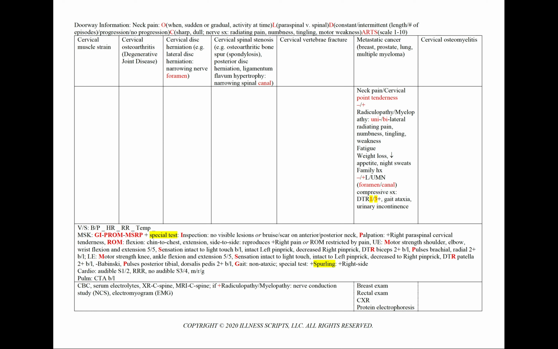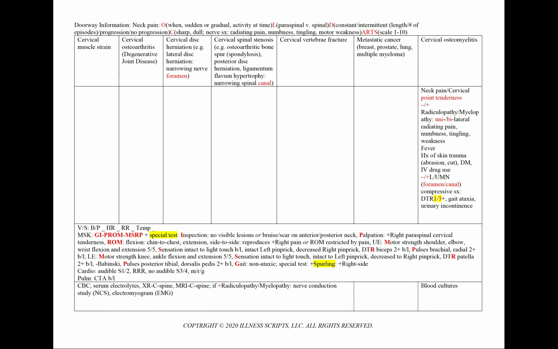And again, depending on where the cancer is impacting the nerve, if it's at the foramina, we'll have lower motor neuron findings, including delayed deep tendon reflexes, or if the cancer is impacting the canal itself, we'll have upper motor neuron findings, including hyperreflexia, gait ataxia, or urinary incontinence. And we'll add to our workup a breast exam, rectal exam, chest x-ray for lung cancer, and protein electrophoresis for multiple myeloma. And finally, in cervical osteomyelitis, we'll see a neck pain with cervical and high-yield, again, point tenderness. And again, we could either have no nerve findings, a radiculopathy, or a myelopathy.